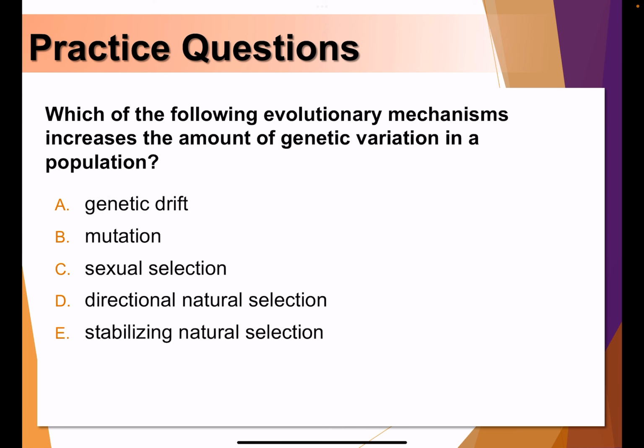Which of the following evolutionary mechanisms increases the amount of genetic variation in a population? It is mutation. Remember, the creation of new alleles via mutations and new genes via gene duplications are the mechanisms by which genetic variation of a population can be increased. So genetic drift and all forms of natural and sexual selection tend to actually decrease genetic diversity.